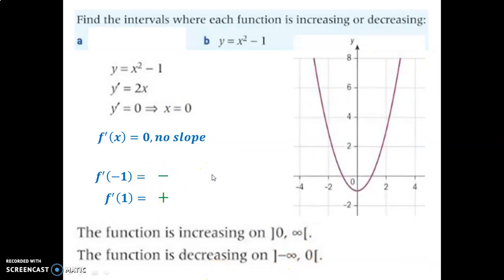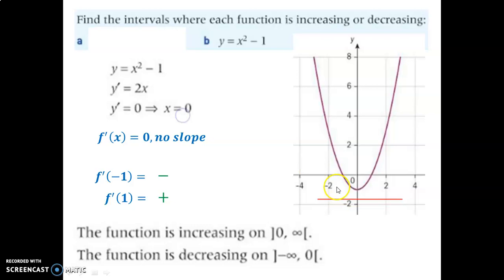Now looking at the graph, we can confirm everything. Yep, we can see it's decreasing from negative infinity to 0, and it's increasing from 0 to infinity. We know that at our x value of 0, there was no slope, and that's that point right there, the vertex. We see the original as a parabola, so it makes sense that it looks like this, and it's decreasing, then increasing.